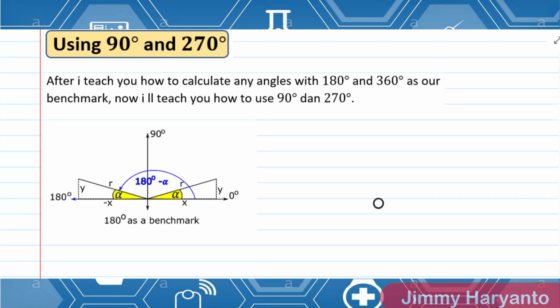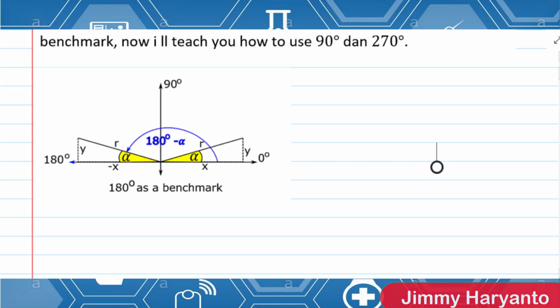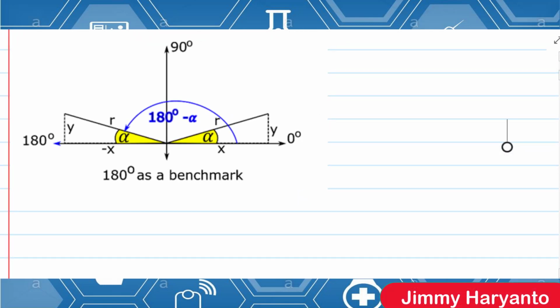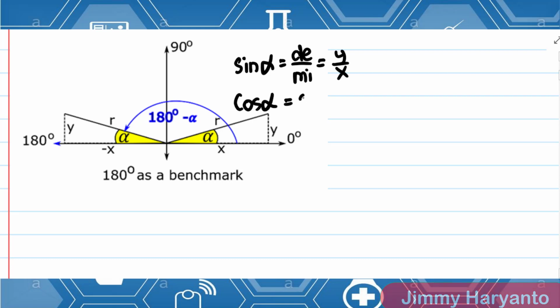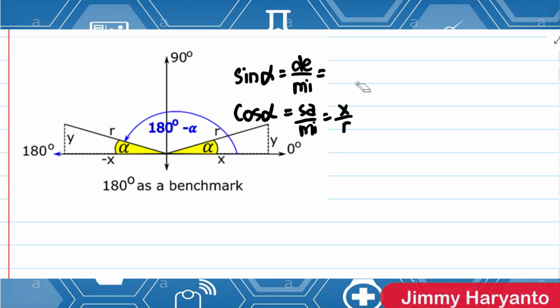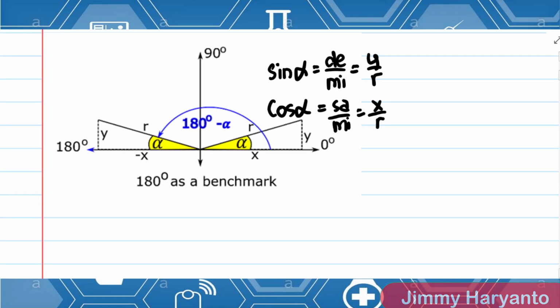This is our 180 degree benchmark, ya. As you can see, in quadrant 1, if I calculate for sine, I will have sine alpha equals to demi, which equals y over r. And for cos alpha, it will be sami, x over r. Oh sorry, this one is y over r. Okay, this one is sine alpha and cos alpha.